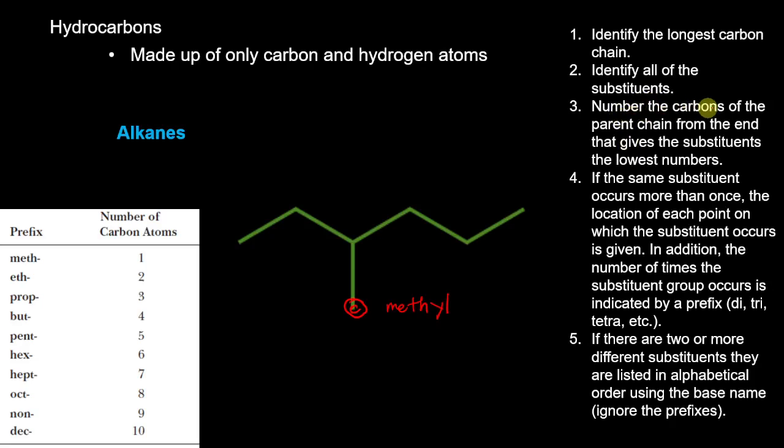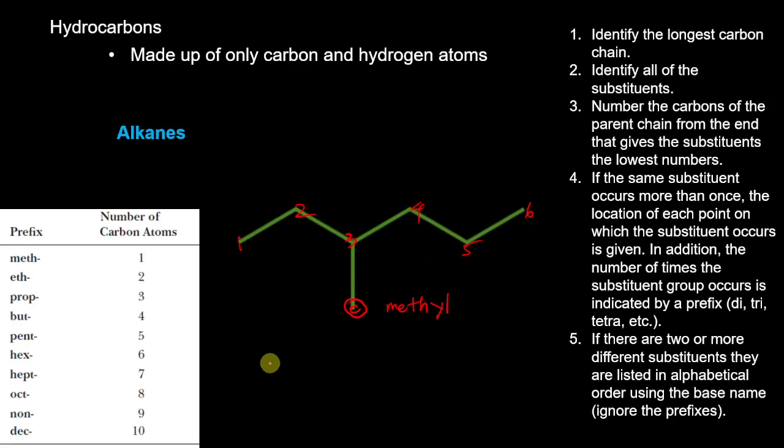Now let's number the carbons on the parent chain. Again, we must give this one the lowest number possible. If we go from left to right, that will be 1, 2, 3, 4, 5, 6. So that's 3 if we go from left to right. But if we go from right to left, 1, 2, 3, 4, this will have number 4. So in that case, we'll go from left to right to give this one the lowest number. Okay, 1, 2, 3, 4, 5, and then 6.